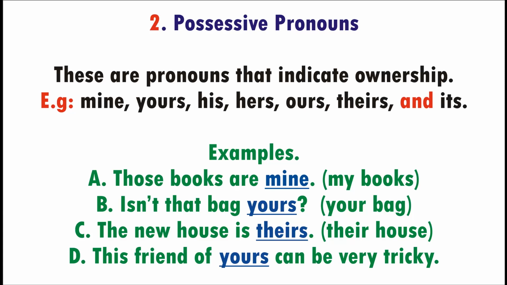Now, examples of possessive pronouns in sentences. Example A, those books are mine. So mine here is a possessive pronoun. Of course, we can put the sentence in another way. We can say, those books are my books. But in this case, when we have my books, my becomes a possessive adjective that is modifying books. But when we say those books are mine, we remove the whole noun phrase, my books, and we put a pronoun to replace it, which is mine.